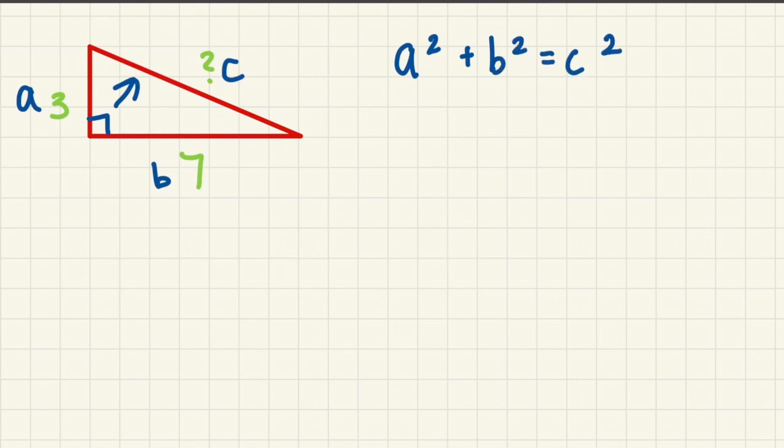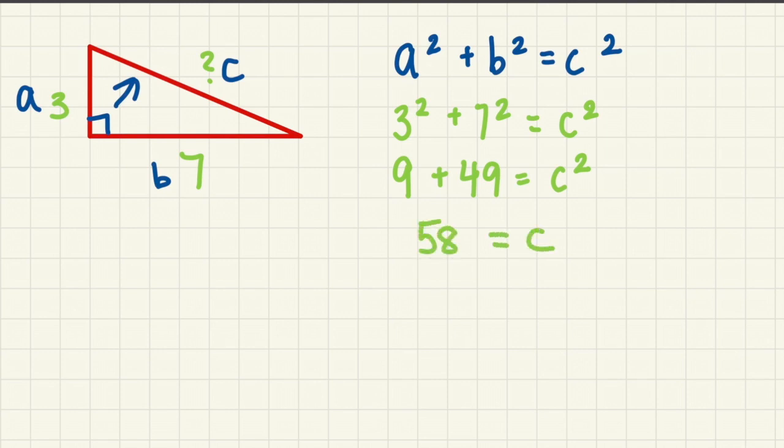And then what I do, I fill in what I know. Side a was 3, so 3 squared, plus side b was 7, so 7 squared equals c squared. I don't know c, so I'm going to put c right there. Now I'm going to solve. 3 squared, that's 9, plus 7 squared, that's 7 times 7, which is 49, equals c squared. So right here, I would do 9 plus 49. That gives me 58 equals c squared.